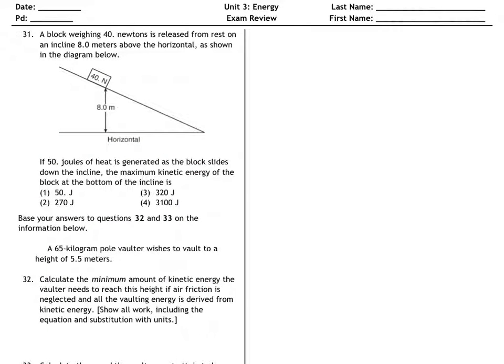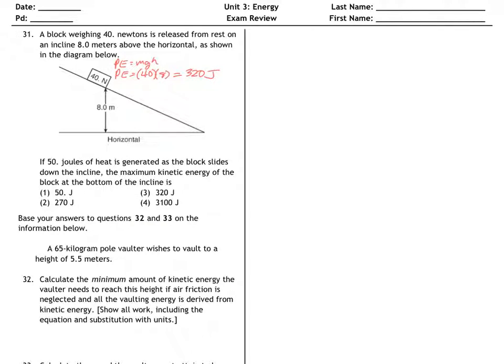Okay, so we have a 40 Newton block, 8 meters above the horizontal, so we can calculate its potential energy. And I got 320 joules this time, and one of the things I'd like to point out is that instead of multiplying a mass times gravity to get a weight, I was able to recognize that this already is a weight, so I just did 40 times the height, which is 8. So I got 320 joules of potential energy.